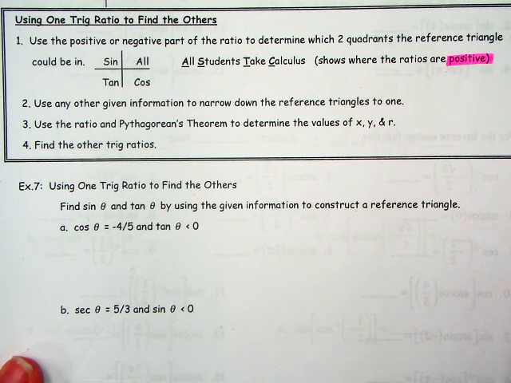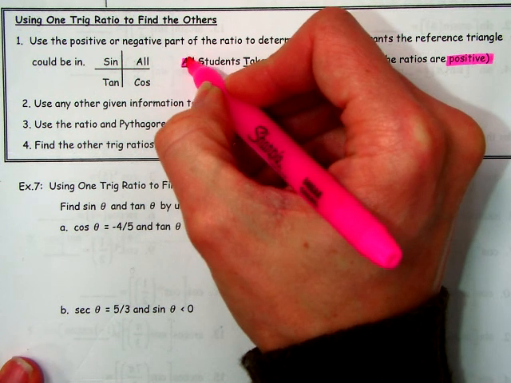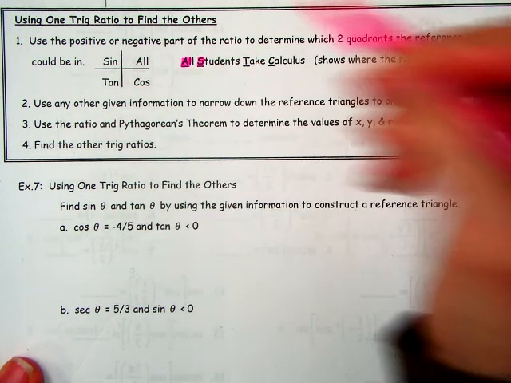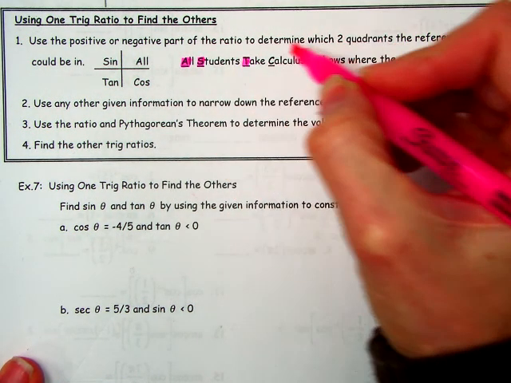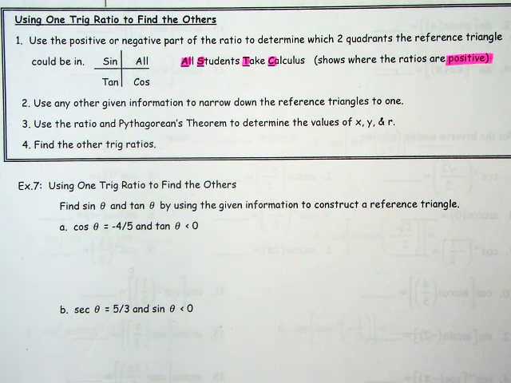So we have a nice little handy acronym to help you remember which ones are positive. In the first quadrant, all of them. In the second quadrant, sine is. In the third quadrant, tangent is. And in the fourth quadrant, cosine is positive. And so we can use our All Students Take Calculus to remember which of our trig functions are positive when.